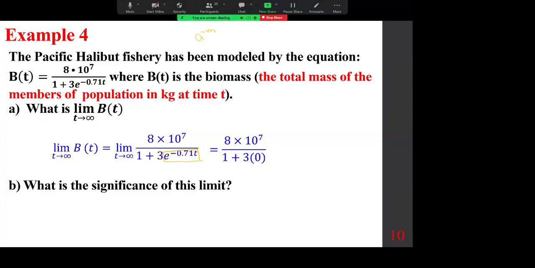Because a to the power of minus m is 1 over a to the power of m. Therefore, e to the power of negative 0.71 t is 1 over e to the power of positive 0.71 t. And this is 1 over e to the power of 0.71 times infinity, which is 1 over infinity, which makes it 0.